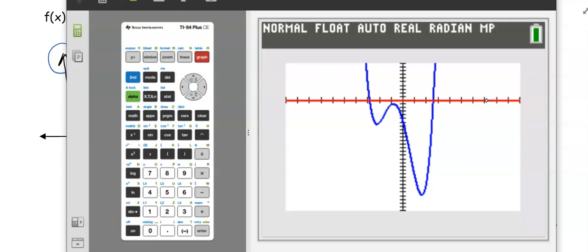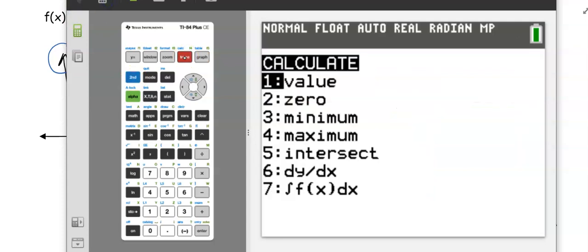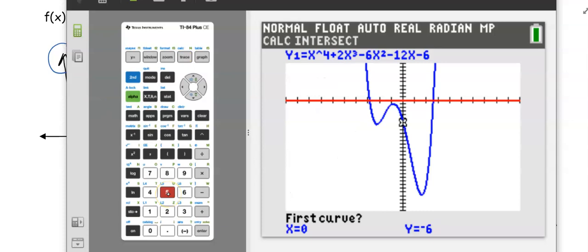Now we're still having some issues with people using x-intercepts and mins and maxes using the trace function. We never use trace. We use second trace and we make a calculation. So we want our intersection points, first curve enter, second curve enter, and we just hit enter. And it's going to go to one of them.